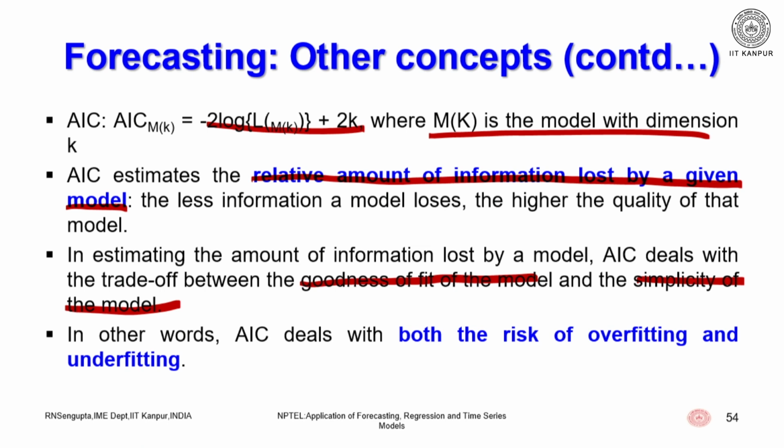In other words, AIC deals with both the risk of overfitting and underfitting. Underfitting means that the model is not fitted well, so there is a huge amount of loss and the prediction is not good. Overfitting means you make theoretical assumptions such that you get a good result, but in a practical sense it may not be applicable at all. Theoretically your results are fine, but practically they may not be applicable. So, you have to make a compromise accordingly.